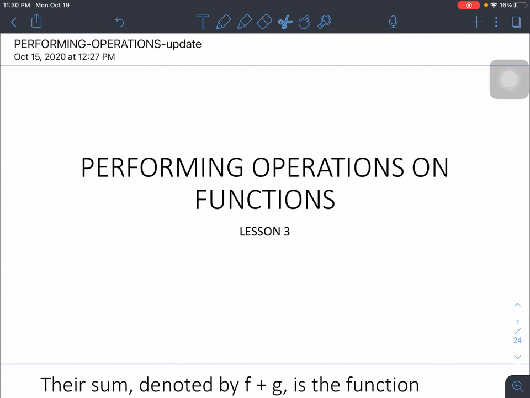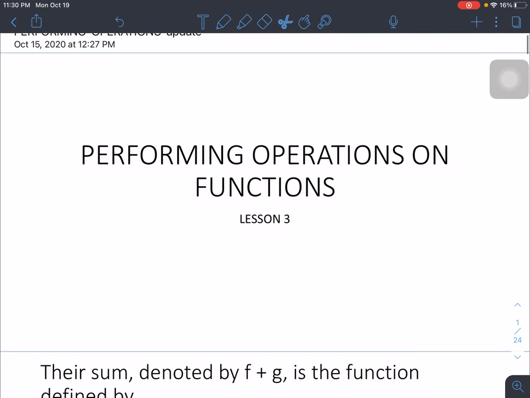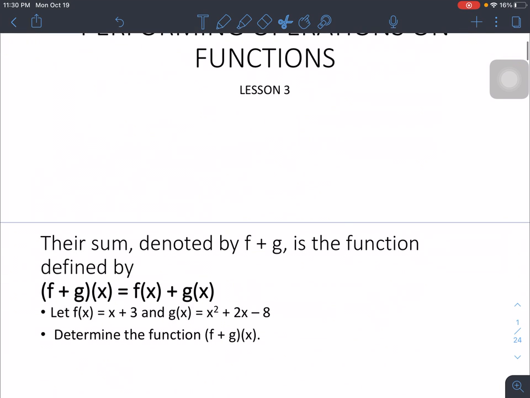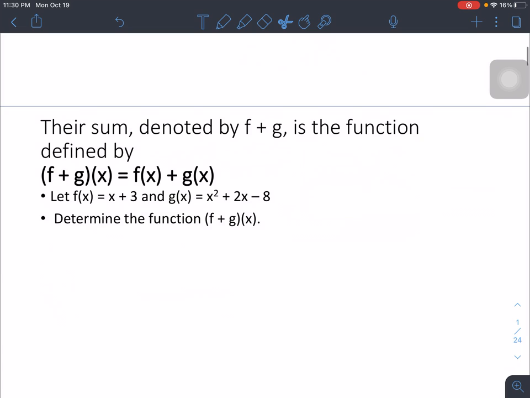Okay, good day. So today we will be discussing performing operations on functions. For the addition operation, we just need to add the two functions, f of x with the g of x. It is denoted by f plus g of x.